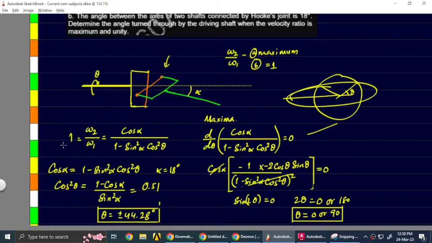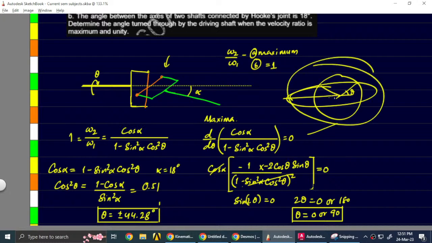And for the ratio to be unity, that means input velocity equal to output velocity, the same structure. So there will actually be 4 angles here, plus or minus this, and 180 plus that will give us the same result. Plus this and 180 minus this also gives us the same result.